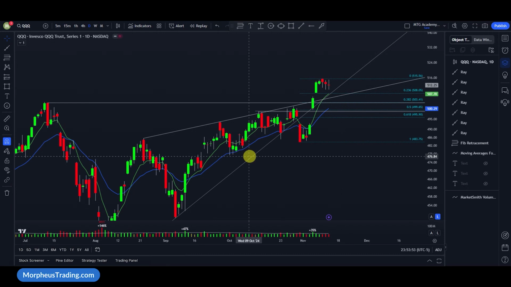So there you have it. A quick and easy way to identify major support levels on the daily chart by using trend lines, prior swing highs, moving averages, and Fibonacci levels.